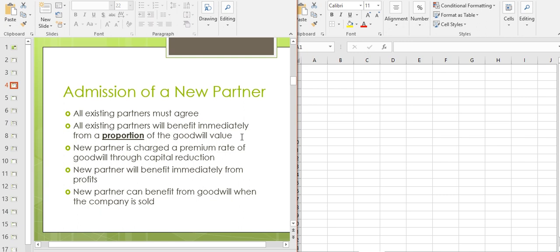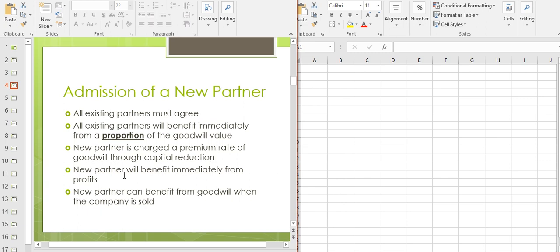Okay, you are paying existing partners for letting yourself join the company. Okay, so partner C will pay partner A and partner B as a payment, as a premium for joining an established company and reaping benefits immediately. Okay, so the new partner is charged a premium rate of goodwill, and how do they pay for that premium? Well, their capital is reduced. We'll refer to an example in a moment.